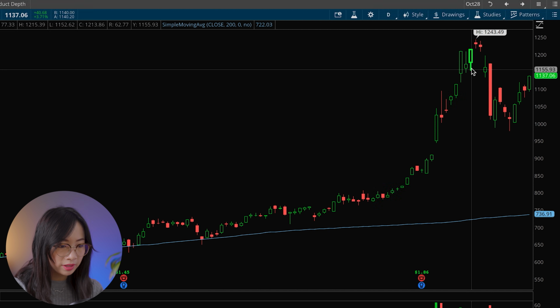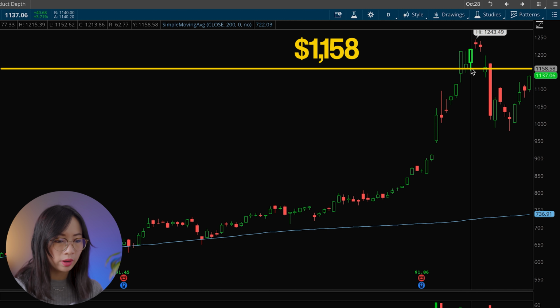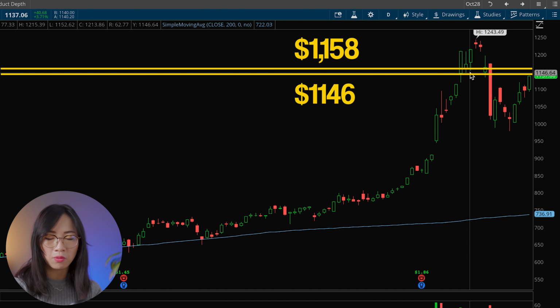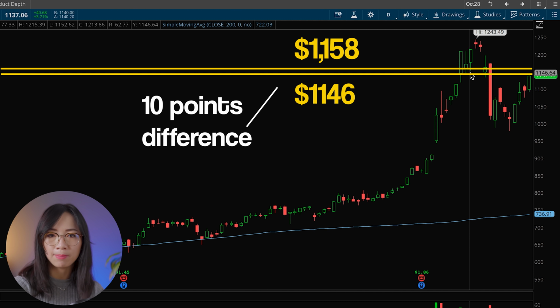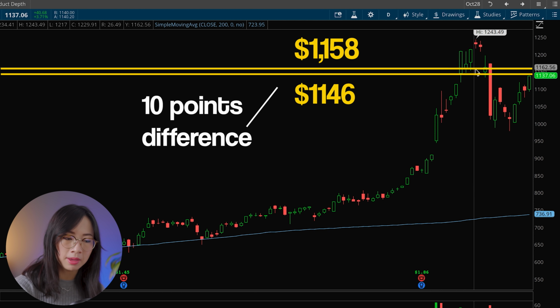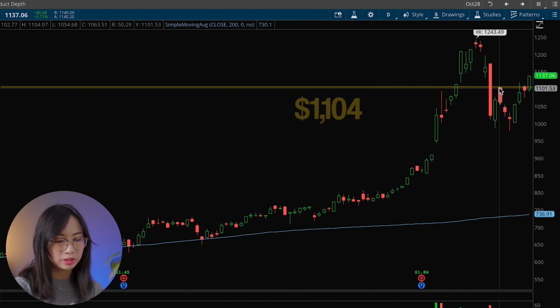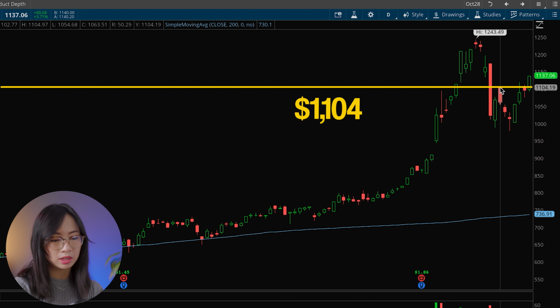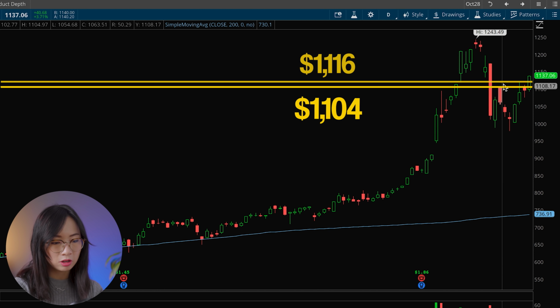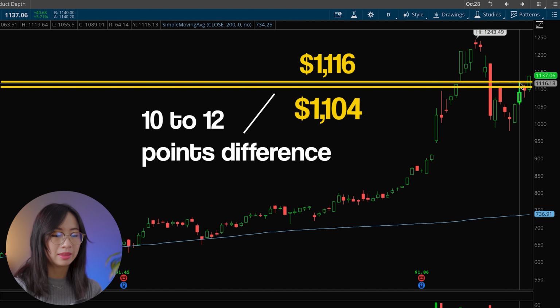And the low of this day was around 1,158, and down here, the previous day, 1,146. So that's the difference of 10 points, but it's still in the same area of support. Same thing down here for resistance. Up here, the resistance was around 1,104, and over here, right, same area of resistance. This one is 1,116. So that's where you get a range of at least 10 to 20 points for Tesla stock.